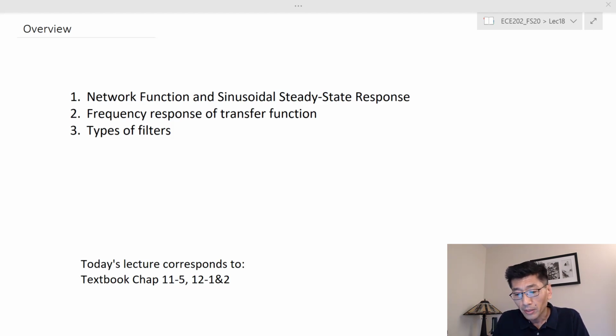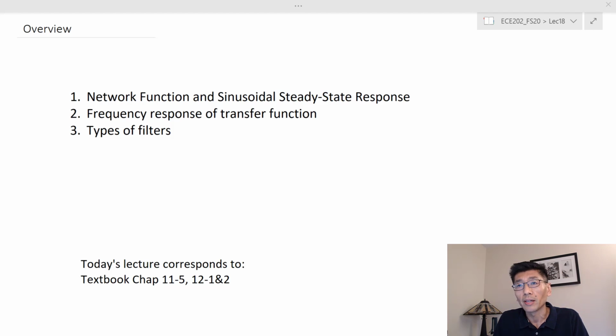The first one is going to be the network function and the sinusoidal steady state response. That means we're going to look at the output if the input is sinusoidal. We looked at it in chapter 7 using phasors, right? Now let's see how this network function will solve the same problem.